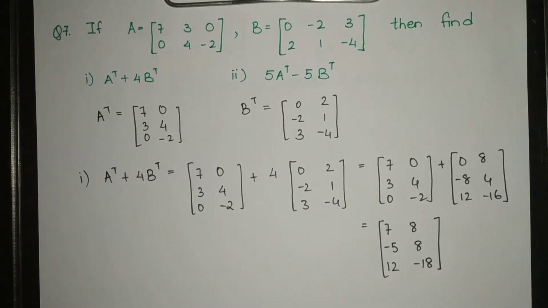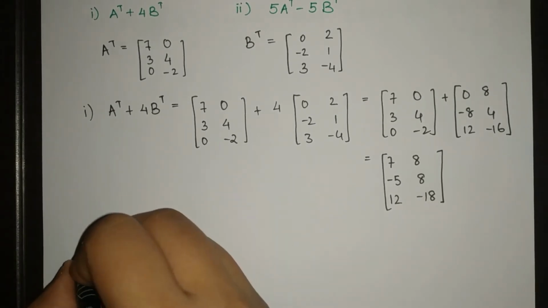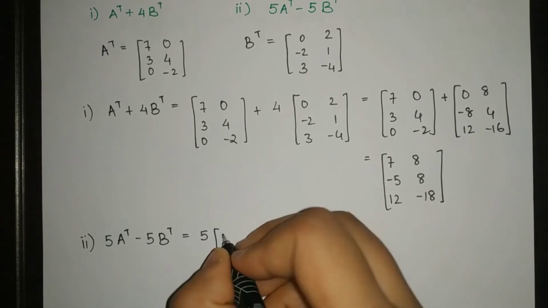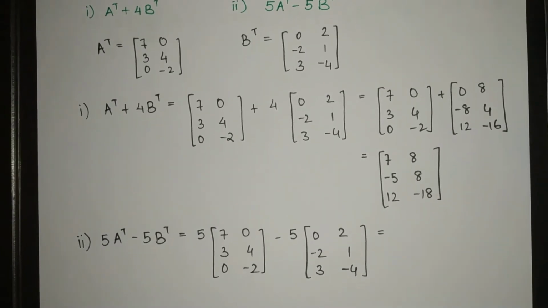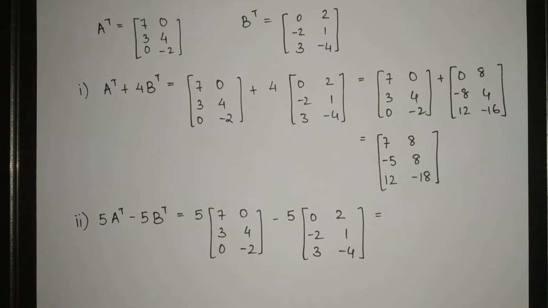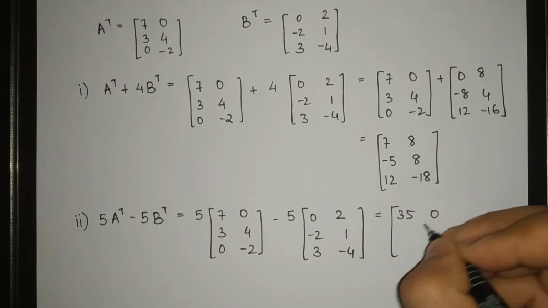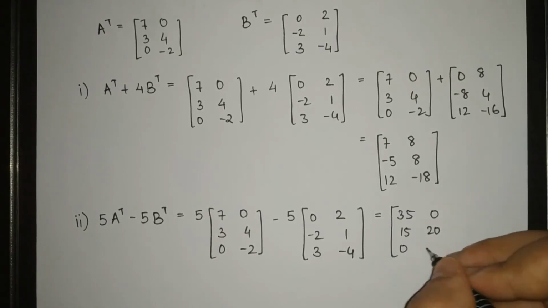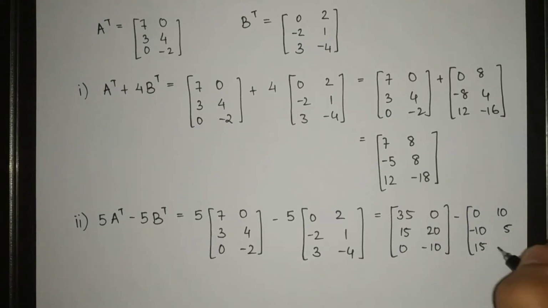Okay, and now next we have to find 5A transpose minus 5B transpose. तो let's do that. So first we'll multiply this inside. हम also ऐसा भी कर सकते हैं कि हम 5 को common निकाल सकते हैं, पहले subtract करेंगे फिर भी 5 से multiply कर सकते हैं, ऐसा possible है. लेकिन I think अभी we can multiply it also. तो this is 35 0 15 20 0 -10 and minus अभी 5 को वापस multiply किया तो 10, यहाँ पे -10 5 15 and -20.